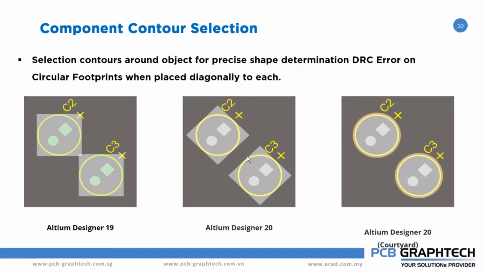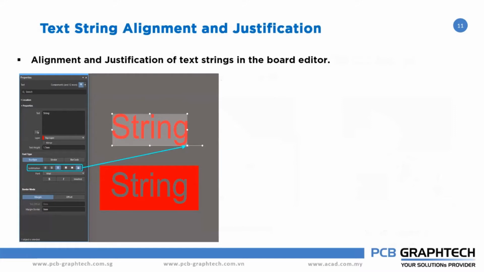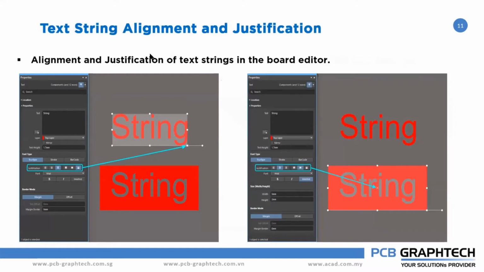Okay, next one is the text string alignment and justification. So here, if you see the text string, in the earlier versions, the string location was the left end of the string baseline. It was in the left end of the baseline, which changed to the bottom left corner of the string bounding box. If the bounding box was interactively locked, you can do horizontal shift to the baseline location of the string.